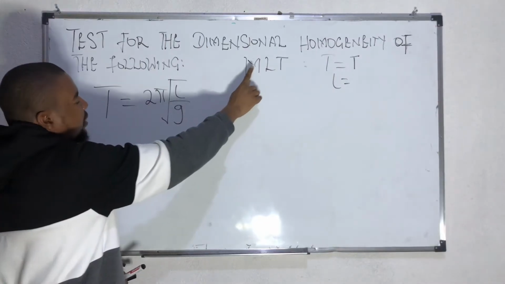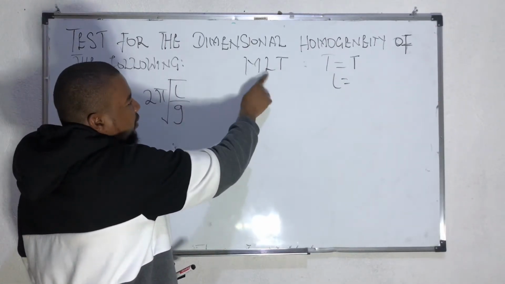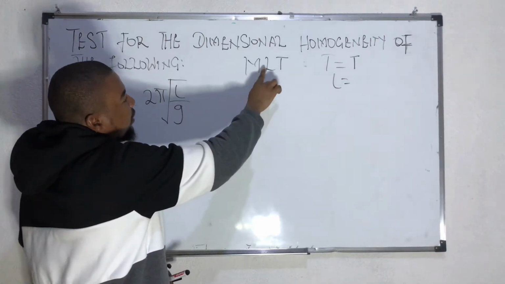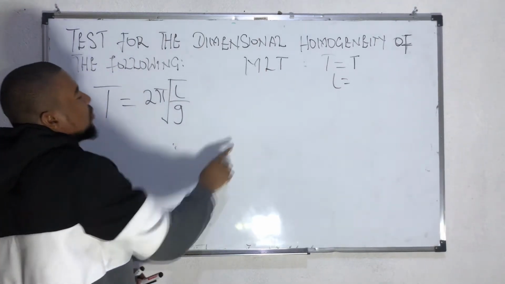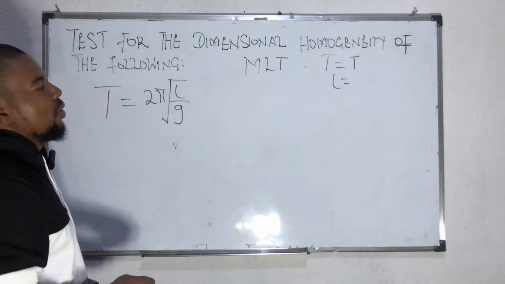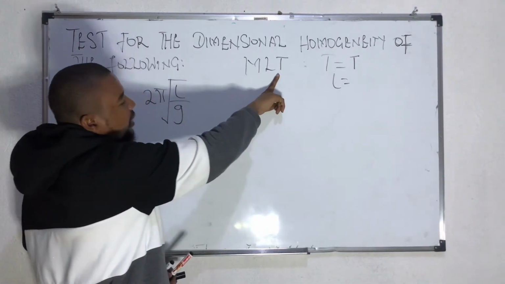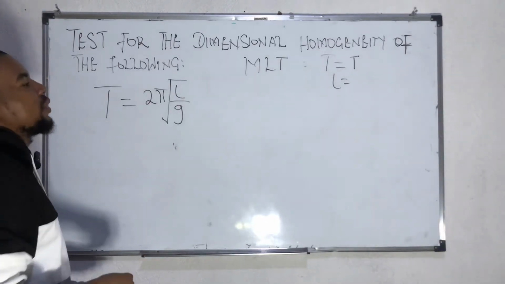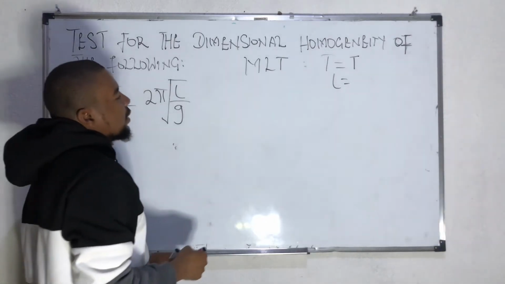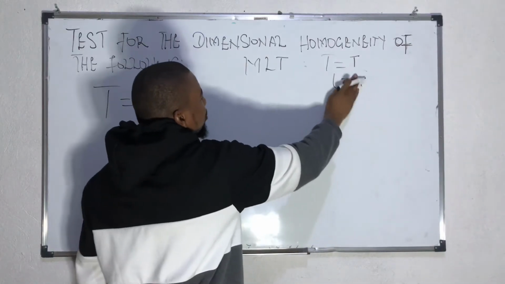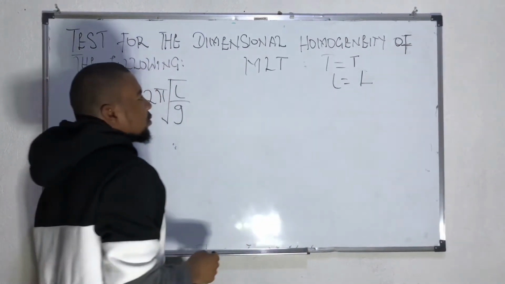Remember, this is mass, length, time. This is the dimension for mass, which is the M. The next one is the dimension for length, which is capital letter L. And lastly, the capital letter T is the dimension for time. We can now say L is equal to capital letter L.